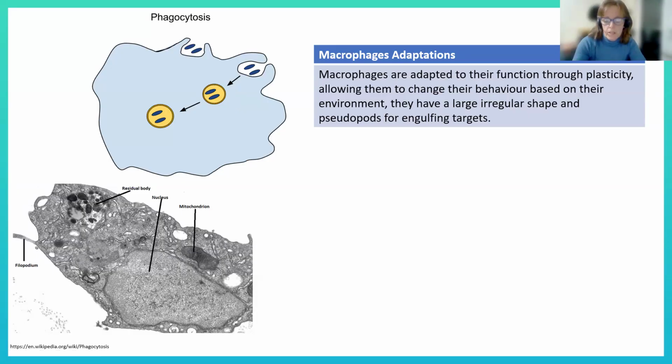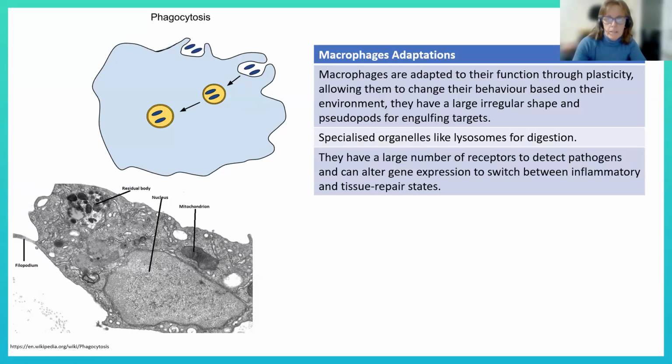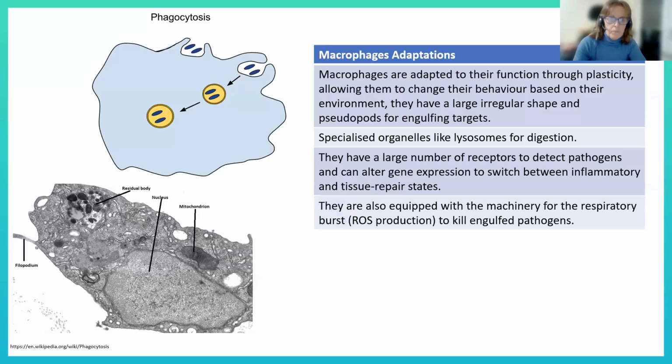But it has these fake legs that engulf these, whatever they are, bacteria. They have specialized organelles like lysosomes, which are there to digest and break down the stuff that is engulfed and brought into the cell. And they have a really large number of receptors to detect pathogens, and they can alter their gene expression to switch between two states, either inflammatory or tissue repair states. So that's quite an important function there.